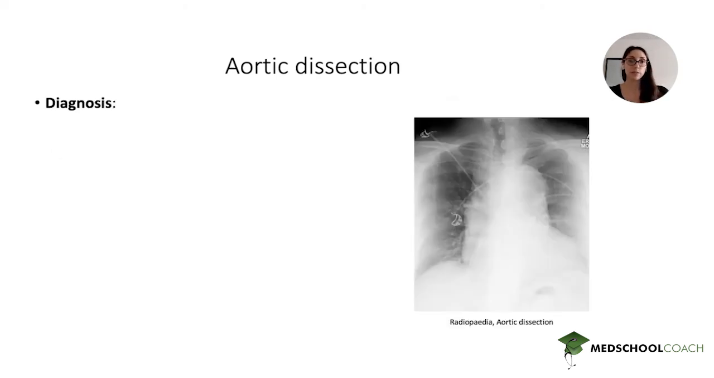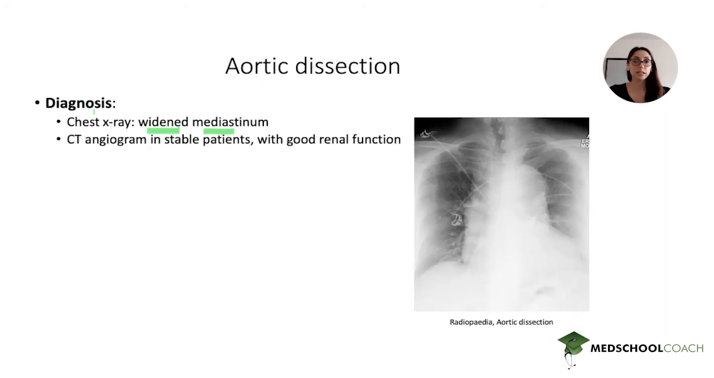Now, in terms of management and diagnosis, so on chest x-ray, the classic finding is going to be a widened mediastinum. And like I said, you should be able to recognize this image shown here. You should be able to recognize an x-ray of a widened mediastinum. And CT angiogram is going to be the best test, but only in patients who are stable, who have good renal function. So if it's a question about diagnosis and you're asked what is the best next step in diagnosis, you have to pay attention to the hemodynamic stability of the patient, as well as whether they had a history of CKD or if their creatinine was elevated.